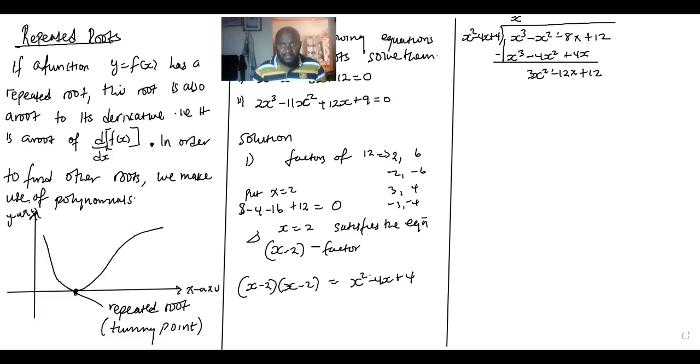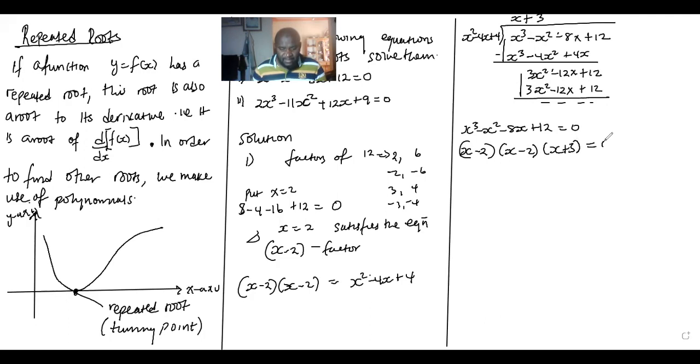When you divide further, you realize a plus 3, you get 3x squared minus 12x plus 12. And this has divided it evenly, leaving no remainder. Hence, the remaining factor is x plus 3. So ideally, our equation was x cubed minus x squared minus 8x plus 12 is equal to 0. This is the same as x minus 2 times x minus 2 times x plus 3 is equal to 0.